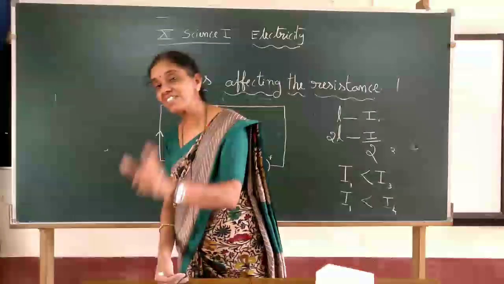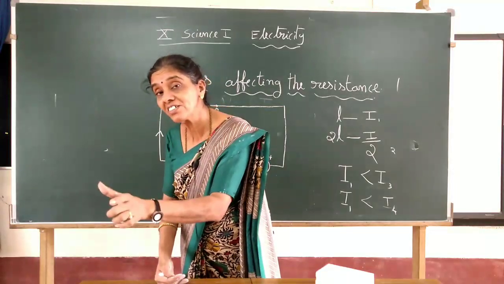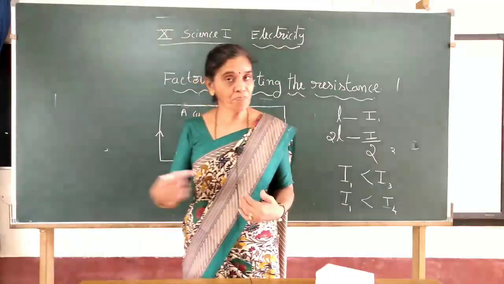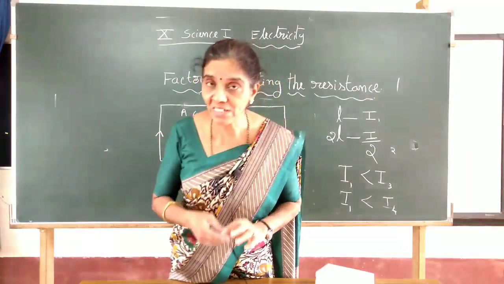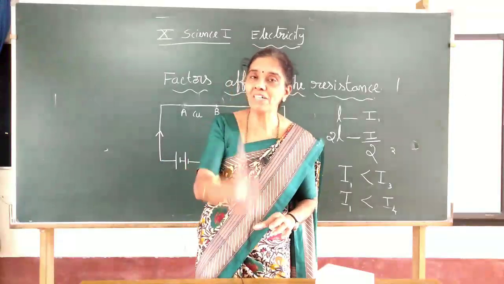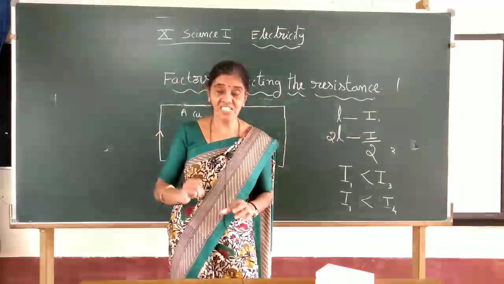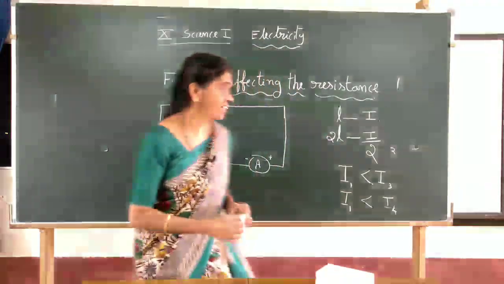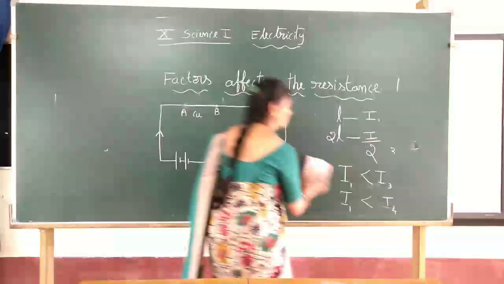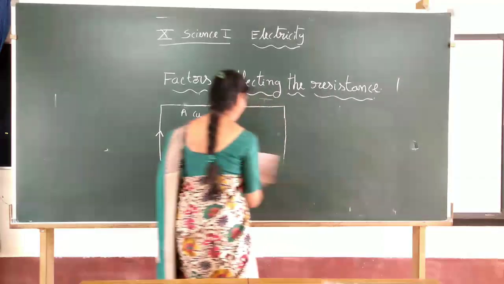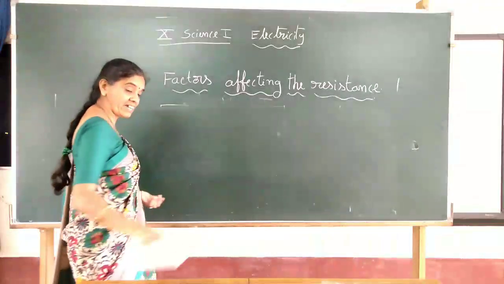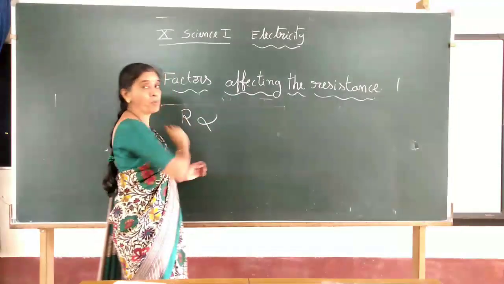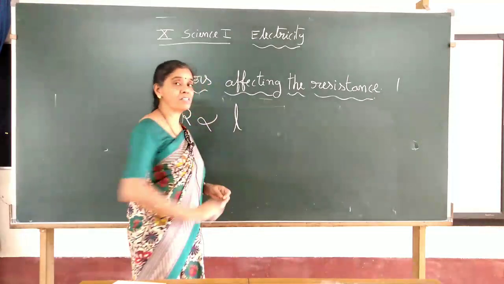It means the resistance here, its opposite, increases. So what we say is, when you increase the length of the conducting material, the resistance of that material increases. So resistance is directly proportional to the length of the conducting material. So I will write: the resistance of the conductor R is directly proportional to the length of the conducting material.